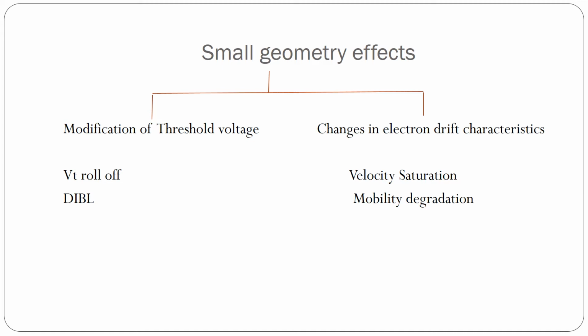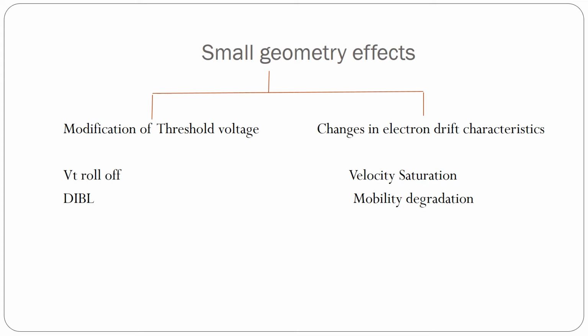So, two things will occur. One is threshold voltage will be modified, and electron drift characteristic is also modified because doping profile is changed. Doping concentration is increased as we have seen in the last lecture. Because threshold voltage is modified, two things will occur. One is threshold voltage roll off. So threshold will rapidly drop, rapidly with the technology as compared to the older generation of technology. And another effect is known as drain induced barrier lowering. Because of both these effects, leakage current increases.